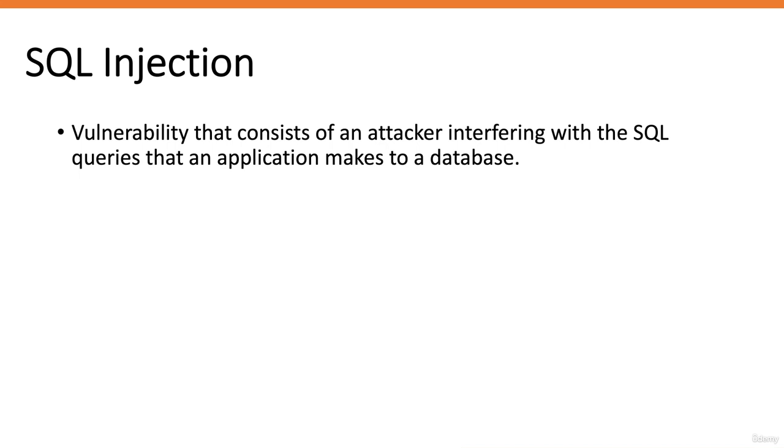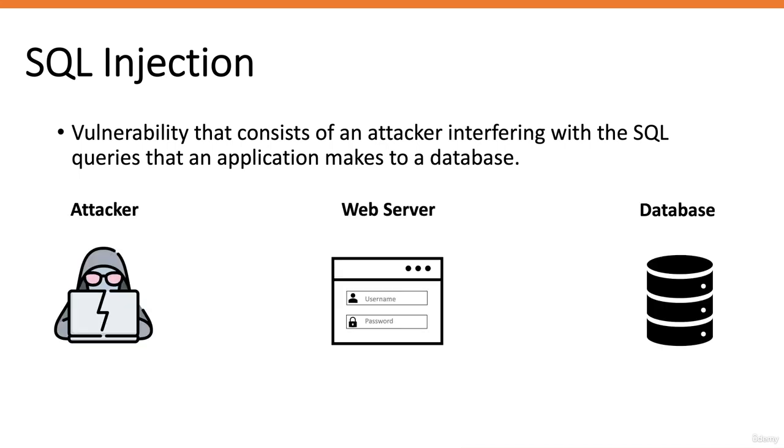Now, to better understand this, let's take an example. Imagine you have an attacker, a web server, and a database. The application that the web server hosts has an authentication functionality where the user has to put in their username and password. And once the username and password are put in, a query is made to the database to see if this username and password are in the database. And if they are, then the user is presented with his or her profile page. If the user enters an incorrect username or password, then the user is presented with an error message that says you have entered an incorrect username or password.